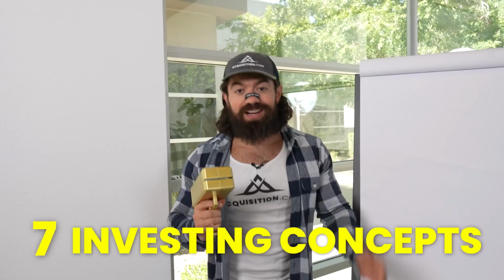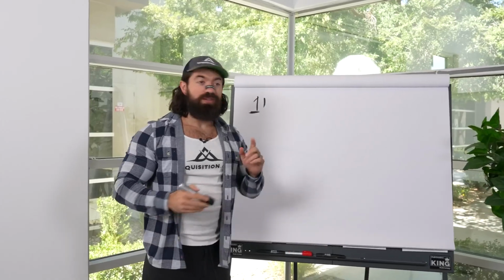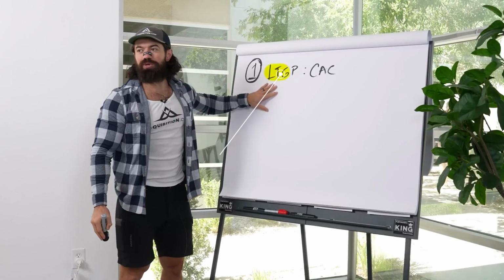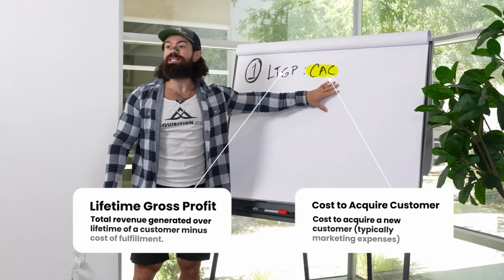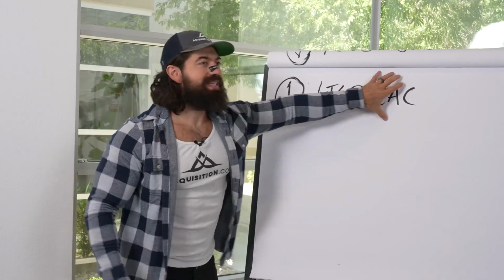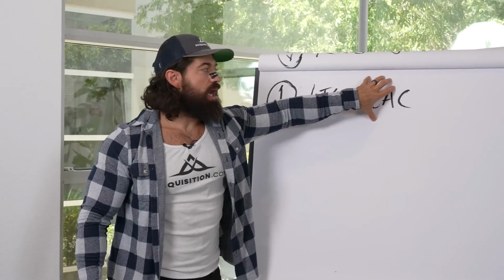These are 7 investing concepts that'll make you money, starting with number 1. Lifetime gross profit compared to cost to acquire a customer, which basically means how much money you make in profit from every person who comes into a business compared to how much it costs to get them to buy to begin with. This is the fundamental economic unit of the business.